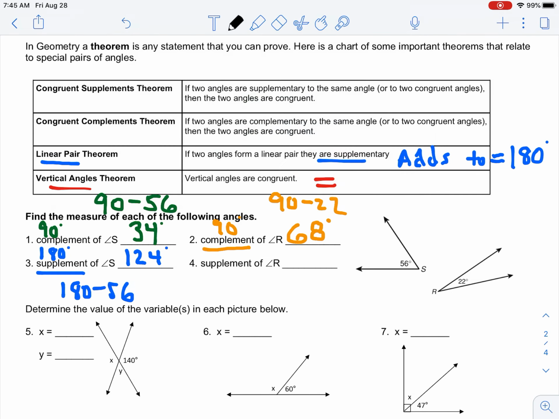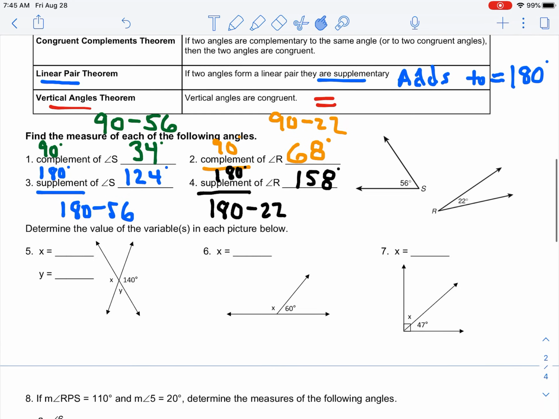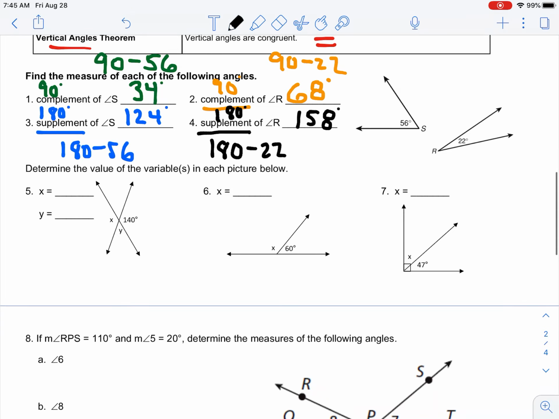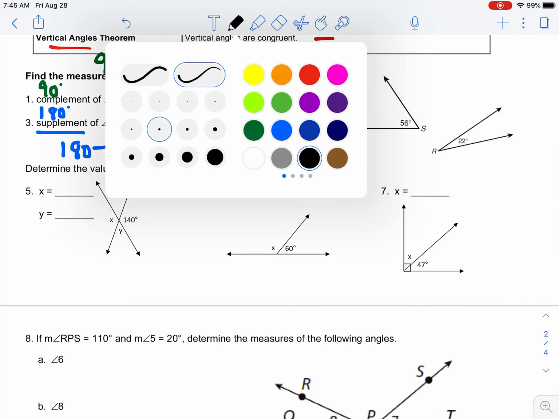All right, let's go to number 4, find the supplement of R. Once I see supplement, I think 180 degrees. Well, if R is 22, then I can take 180 minus 22. Again, we can do this because we saw the word supplement. If I do that, I get a total of 158 degrees. So complement adds up to 90, supplement adds up to 180. Make sure you remember that.